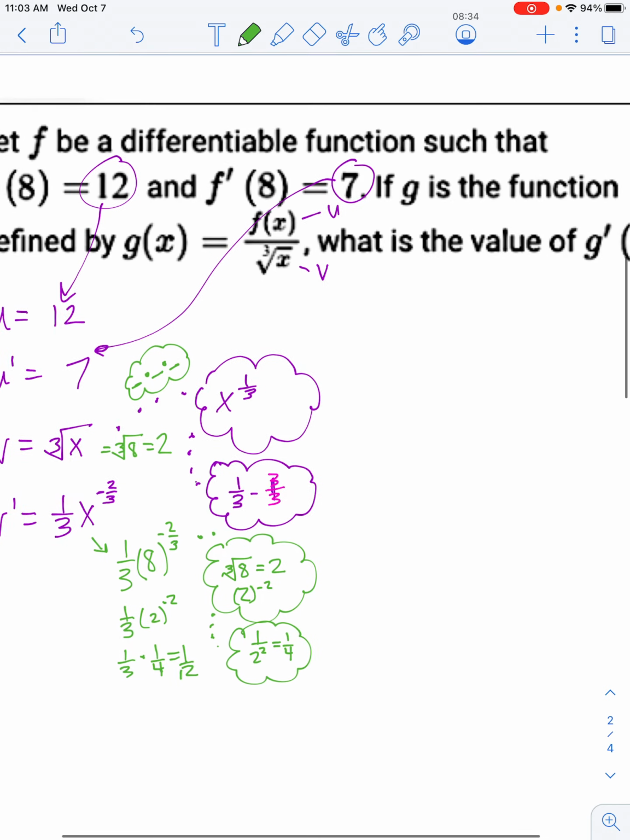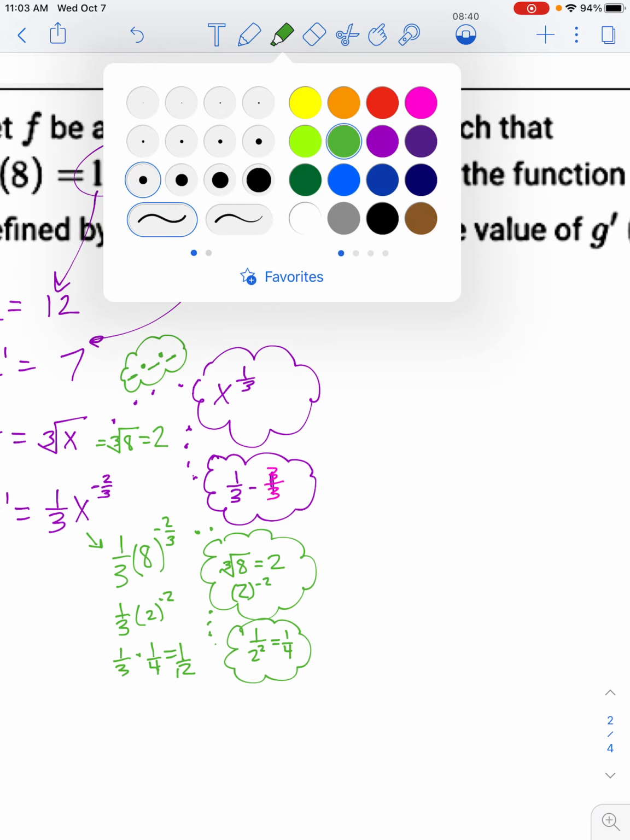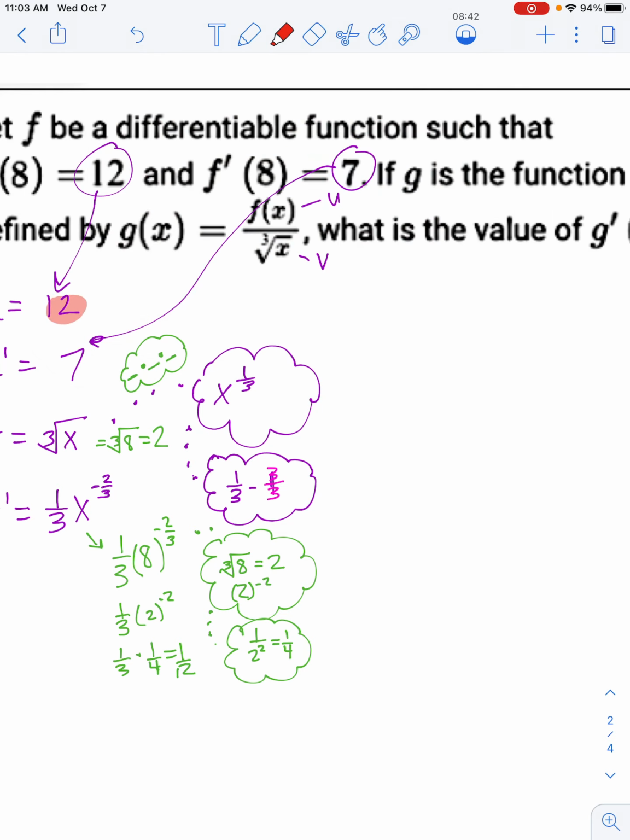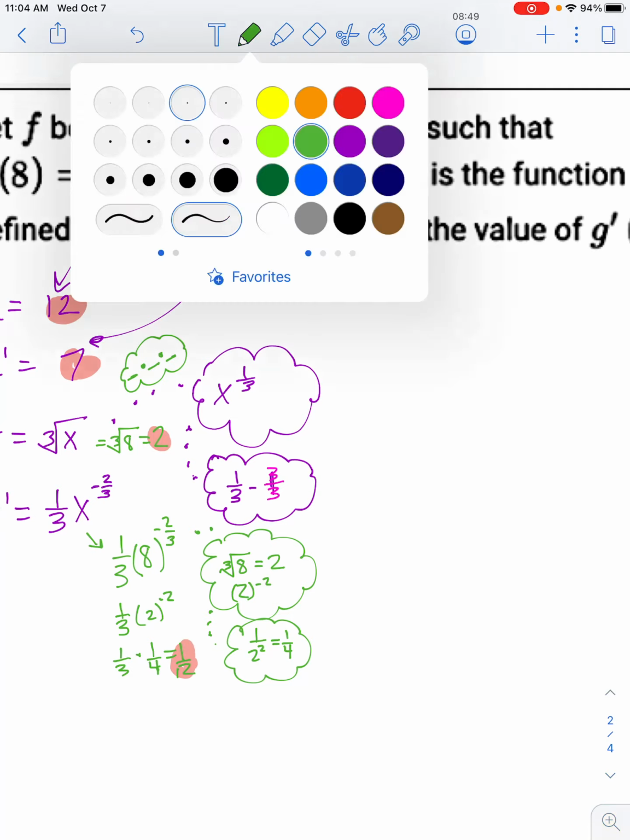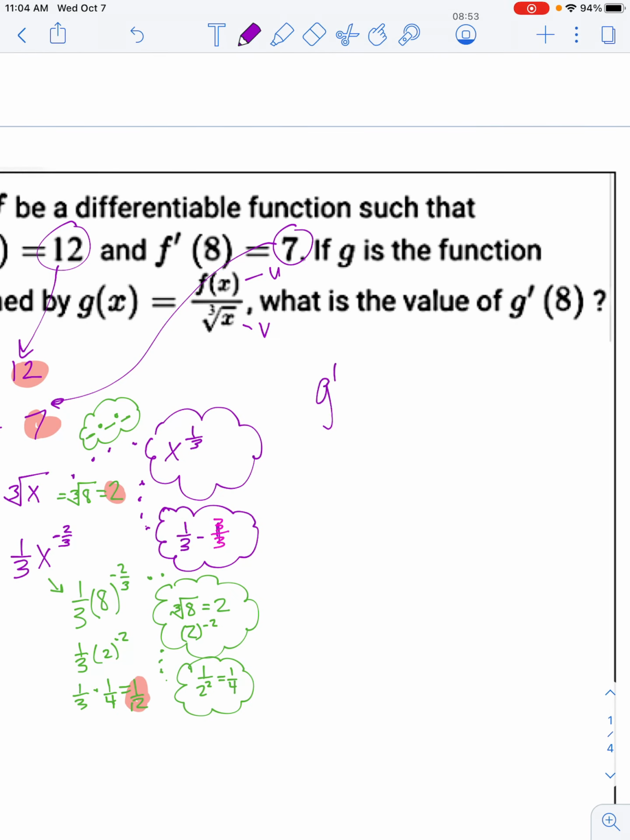Okay, so again, the nice benefit here is that we got all the values we need right here, and we can just plug those into Jace's shortcut. So we're going to go ahead and write that definition. G prime of x equals low d high minus high d low. So in terms of our v's and u's, low d high minus high d low all over low squared.